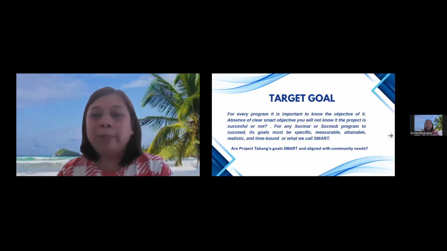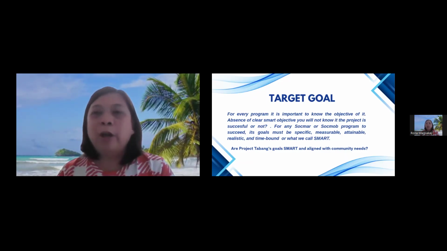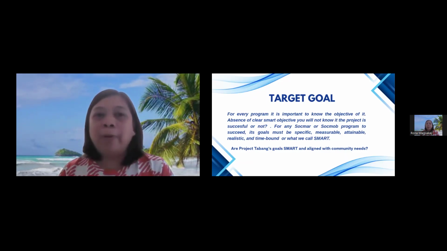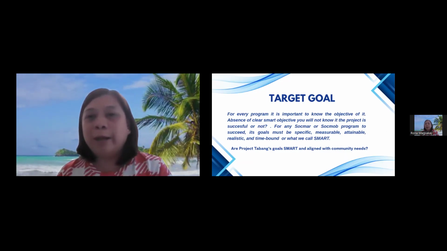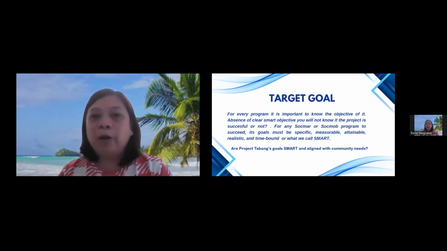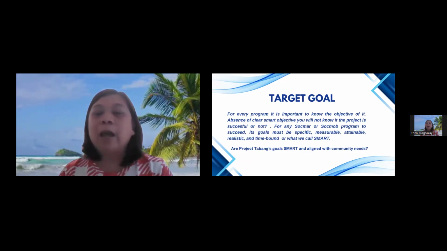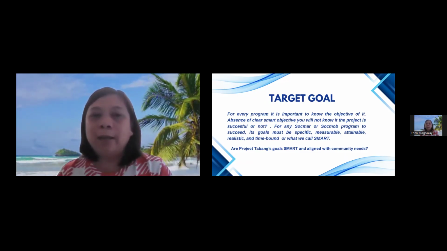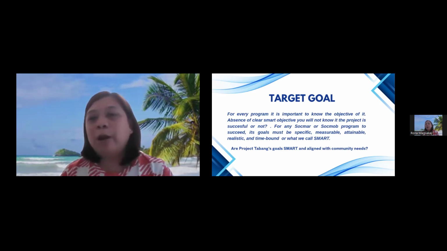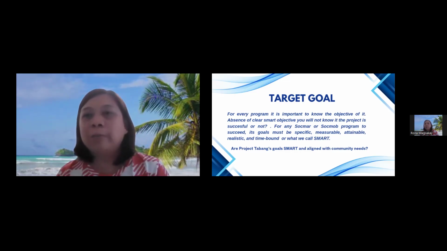I'll now discuss the first component, which is the planning stage, the target goal, or the objectivity. For every program, it is important to know that you have correct objective. Absence of clear objective, you will not know the project is successful or not. For any social marketing or social mobilization program to succeed, its goal must be specific, measurable, attainable, realistic, and time-bound, or what we call the framework SMART.